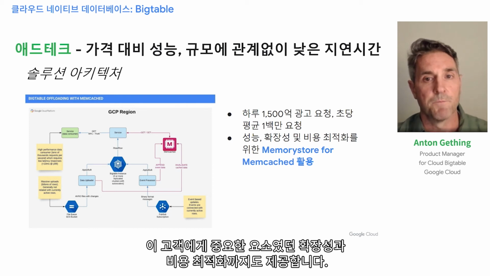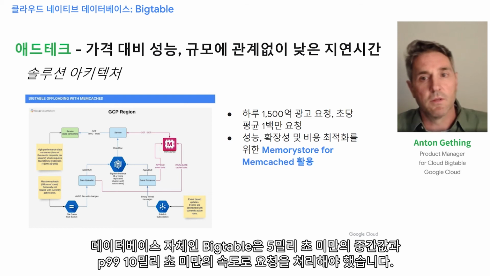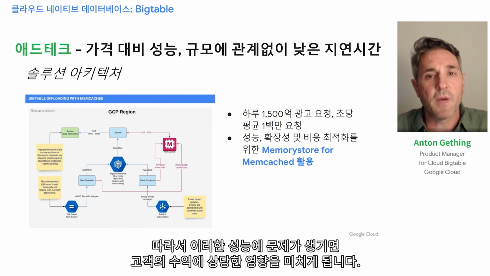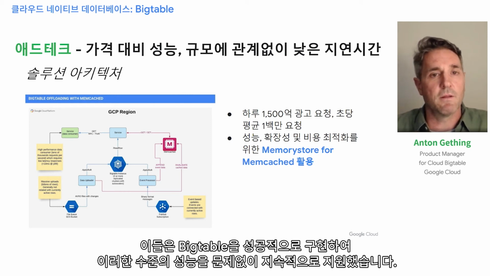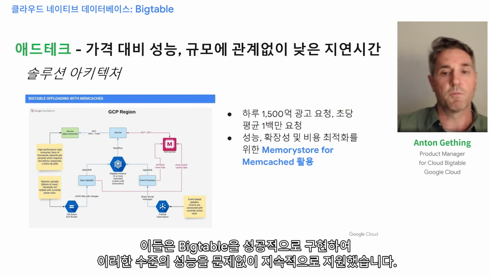to this customer. The database itself, Bigtable, needed to handle requests, as I mentioned, at sub 10 milliseconds for P99 with a median of less than 5 milliseconds. And so any impact to that serving performance would have a significant impact on revenue for the customer. And they have successfully implemented on Bigtable and continue to support this level of performance with no problem.